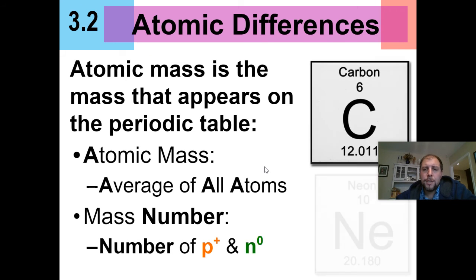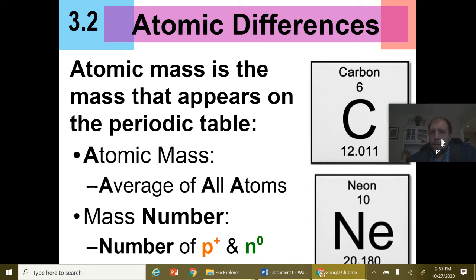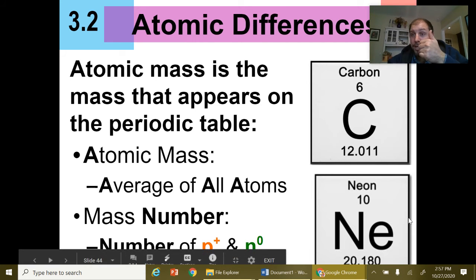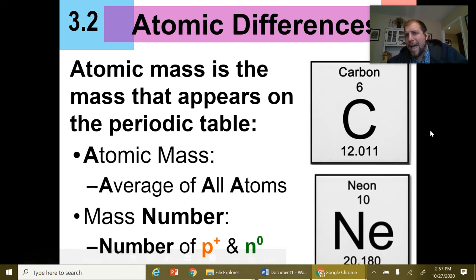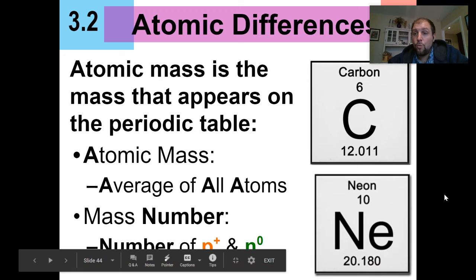Now, common misconception here: the atomic mass is what appears on the periodic table. Every element on every periodic table, almost, you will see pretty much 2 numbers. Its atomic number, which is how many protons it has, and its atomic mass, its weighted average mass of all of the atoms that make it up. Remember, the atomic mass is the average of all the atoms. The mass number is just the number of protons and neutrons in one atom.